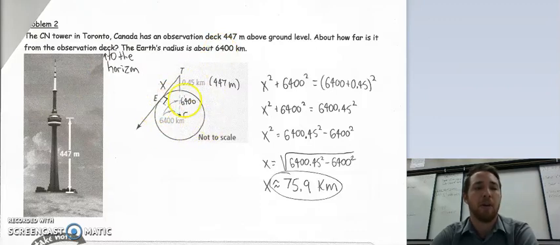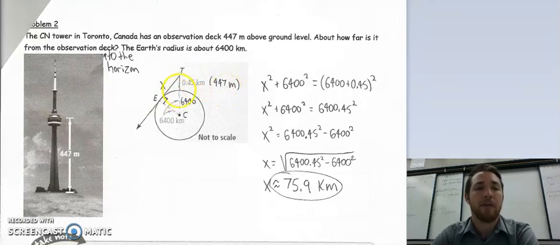So we've got the Earth, and the radius from the center of the Earth out to the surface. One of them is labeled 6400, but remember, any other radius is still 6400. If I want to figure out the distance from the top of the tower to the horizon, that should be this distance here from T to E. I labeled this as X, that's what we're trying to find. We know the height of the tower, which we've rounded to 0.45, remember that was 447 meters.